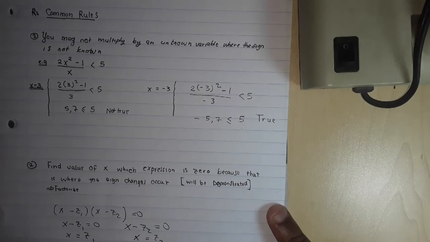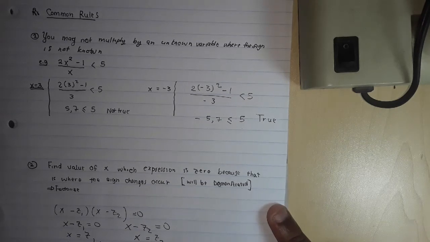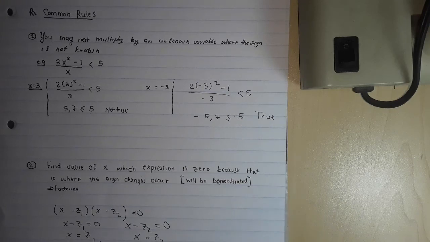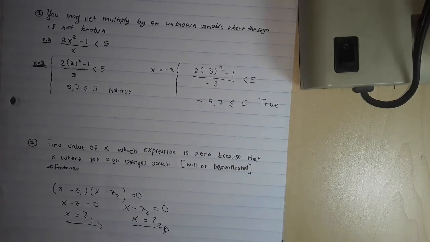We need to solve for this because it tells us that this is where the graph changes signs. In the next example, we will demonstrate what this means: why we should factorize, and why we should find the values of x for which the graph is 0.